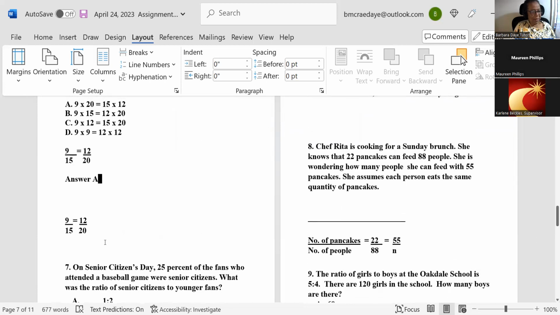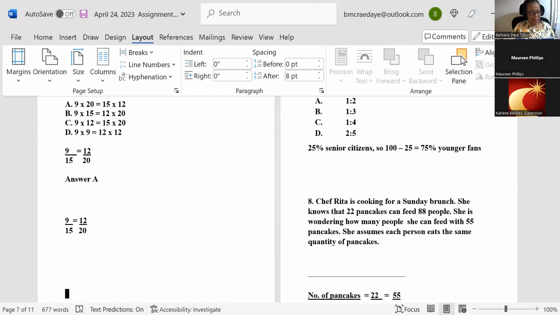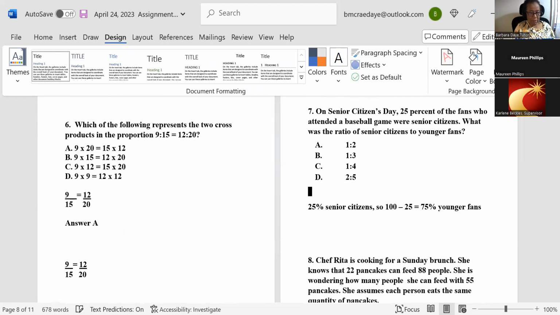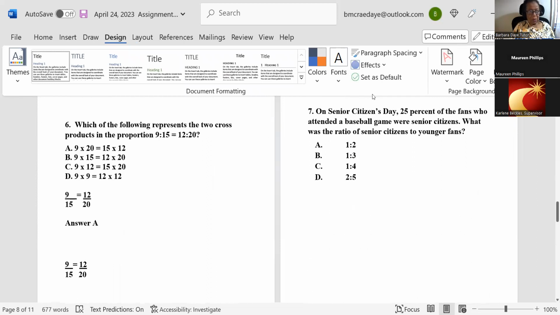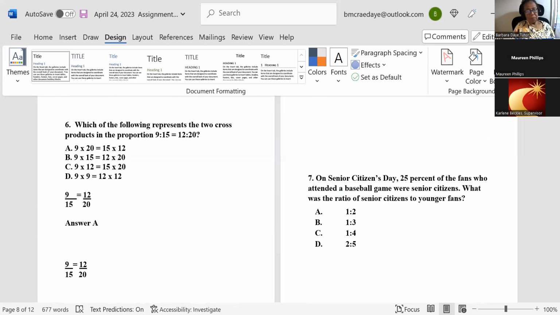Okay. Now let's go to number 7. Let me bring that down some, because I think it's being covered by something. Okay, Maureen. On seniors day, 25% of the fans who attend the basketball game were senior citizens. What is the ratio of senior citizens to the young fans?